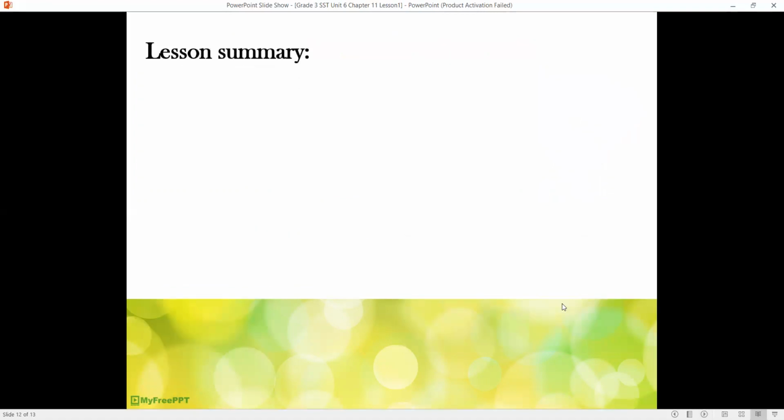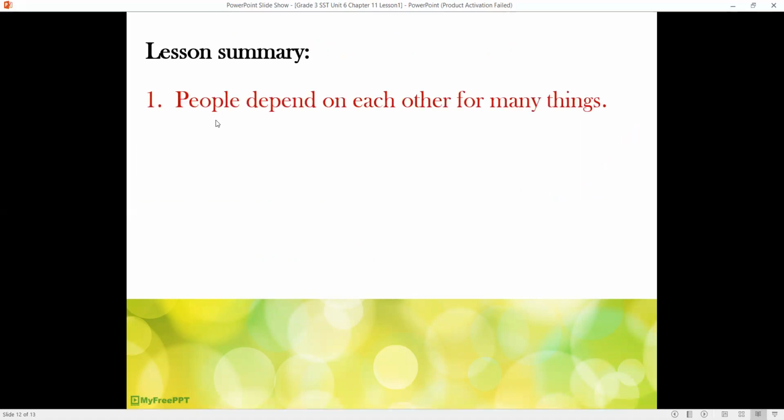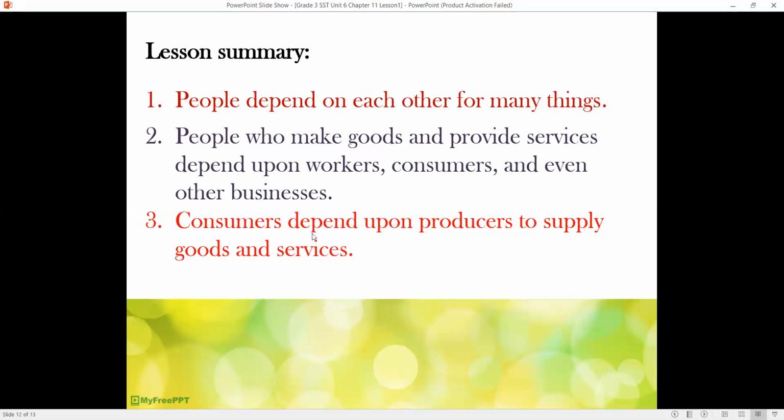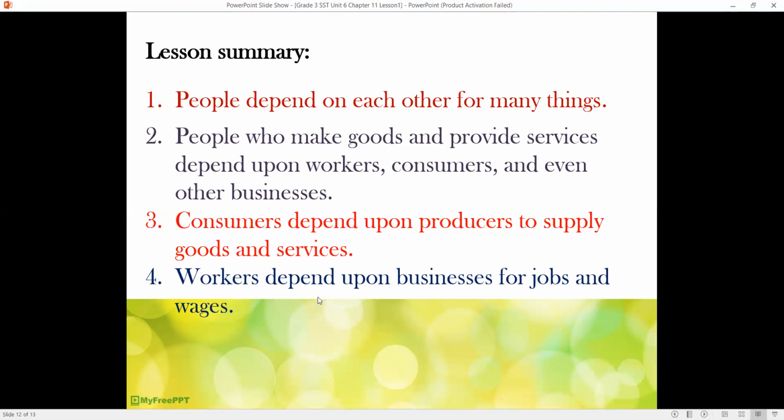Now let us understand the summary of this lesson. What do we understand? In this lesson, we understand that people depend on each other for many things. People who make goods and provide services depend upon workers, consumers, and even other businesses. Consumers depend upon producers to supply goods and services. Workers depend upon businesses for jobs and wages.